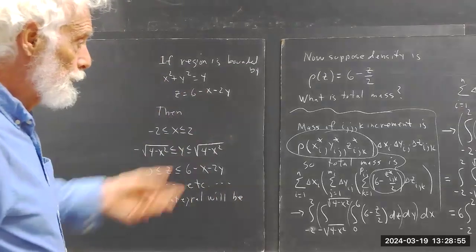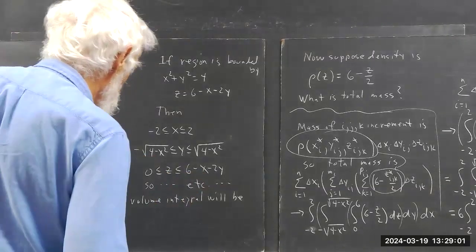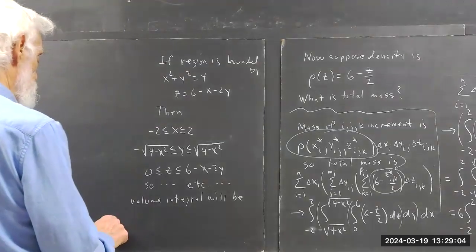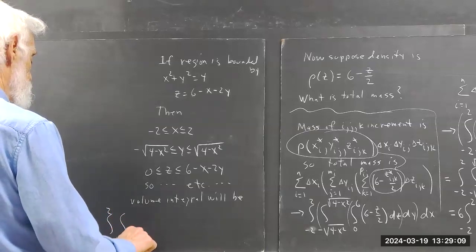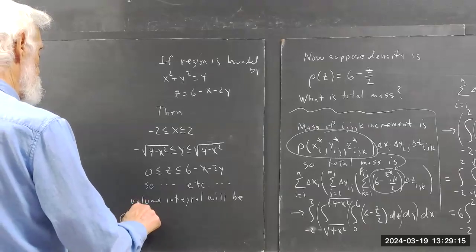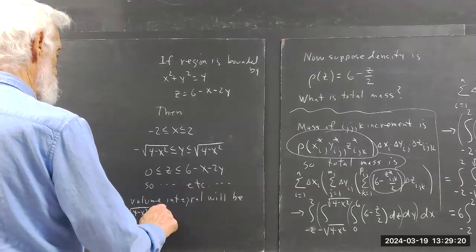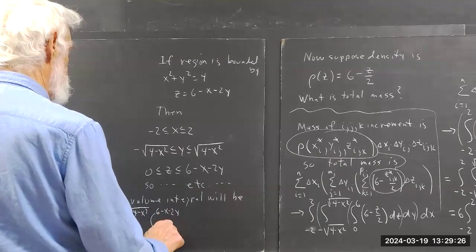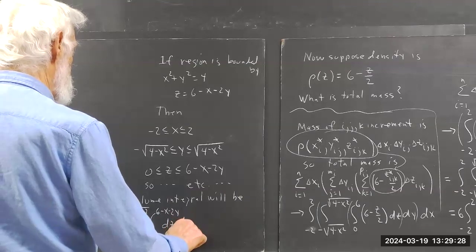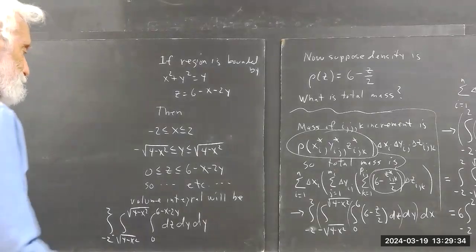If you just trace through the steps, the only difference is that z is going to go from 0 to 6 minus x minus 2y. And you're going to get then the integral from -2 to 2, the integral from the negative square root of 4 minus x squared to the square root of 4 minus x squared, and the integral from 0 to 6 minus x minus 2y with respect to z, with respect to y, with respect to x.